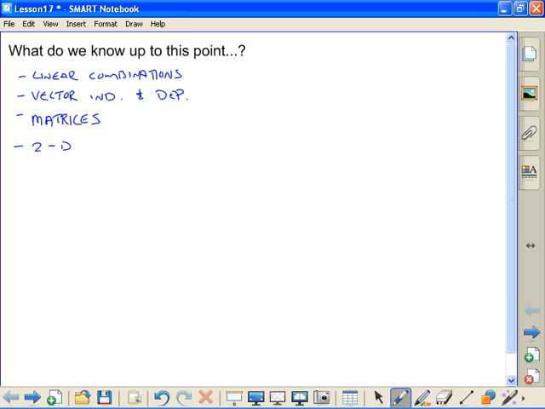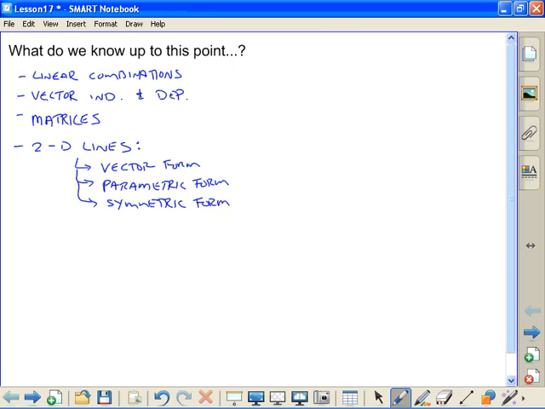2D lines. You should be able to do the vector form, parametric form, symmetric form, and standard form. So all of these operations you should be comfortable with up to this point. That's everything we've talked about in Unit 2.